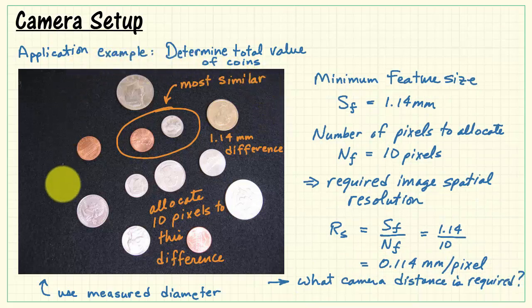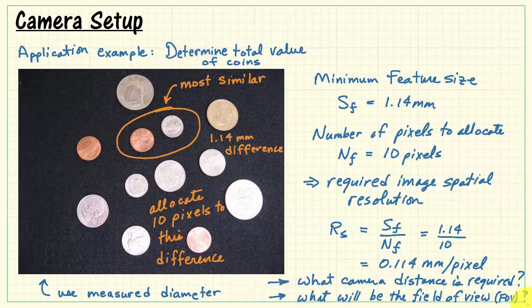Now, we need to determine what camera distance is required to obtain that spatial resolution, and then also what will be the field of view at that camera distance. We have a basic trade-off here where better image spatial resolution, which makes it easier to differentiate the penny and the dime, means we can't see as many coins. So we need to establish a balance between resolution and field of view.